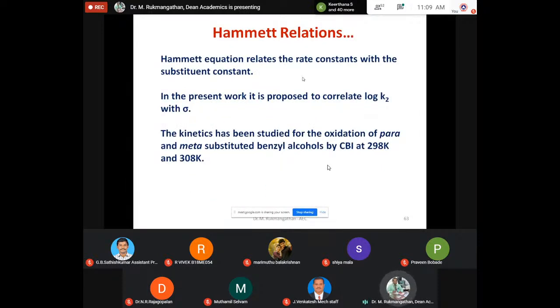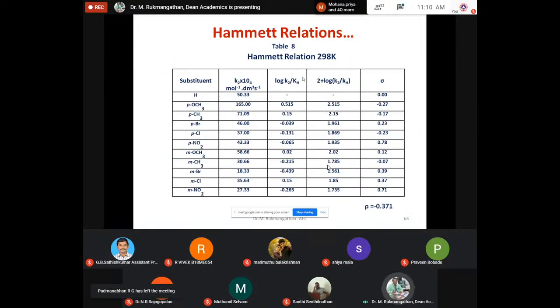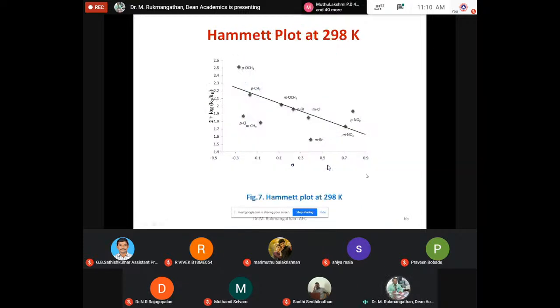In our research work, we proposed to correlate log k2 against sigma. For two different temperatures, 298 Kelvin and 308 Kelvin, two different Hammett plots were drawn. This is our tabular column. Here, log k2 by kH for each substituent is plotted against the substituent constants sigma. These values can be obtained from the literature. This is the Hammett plot.